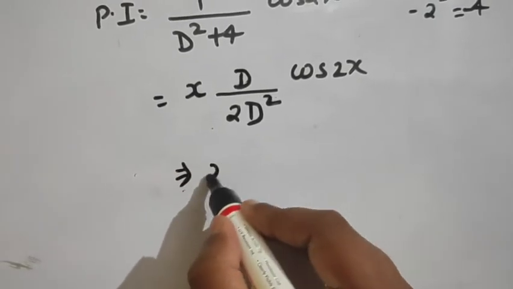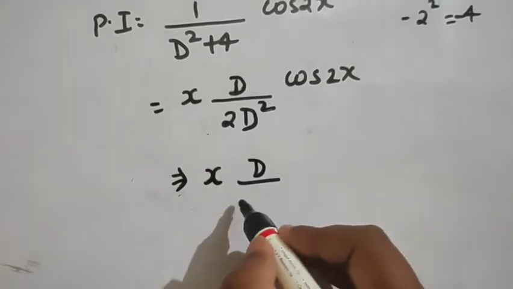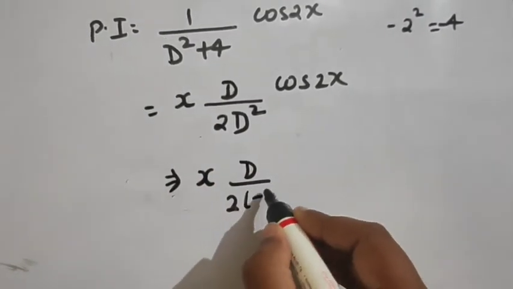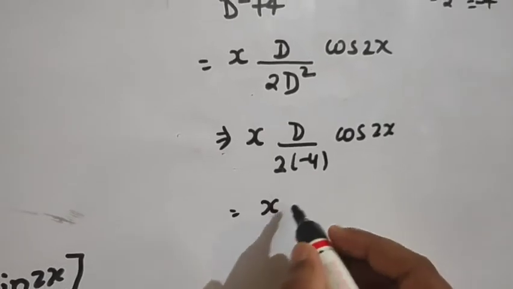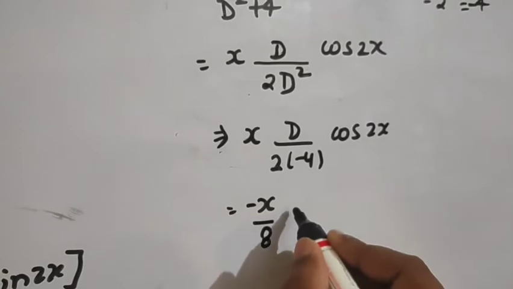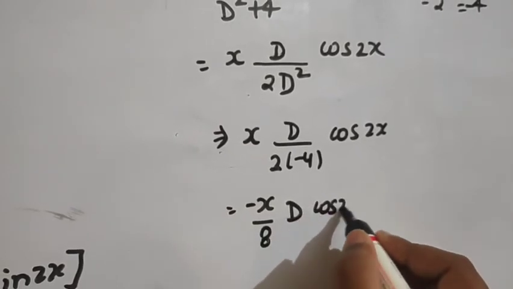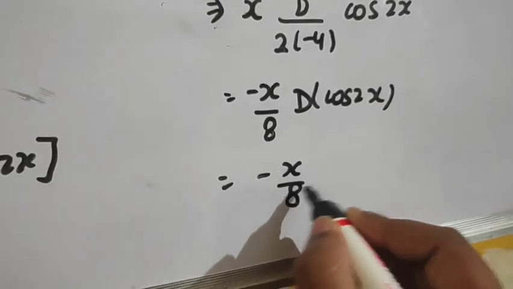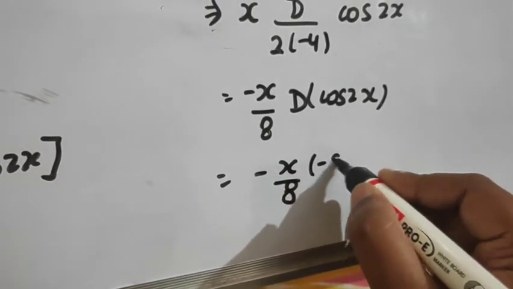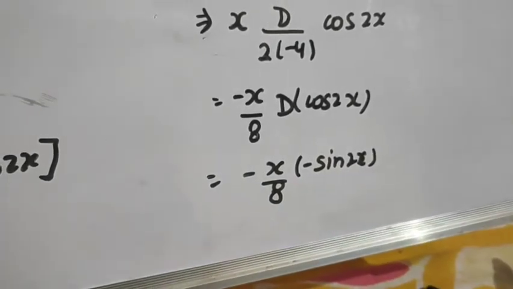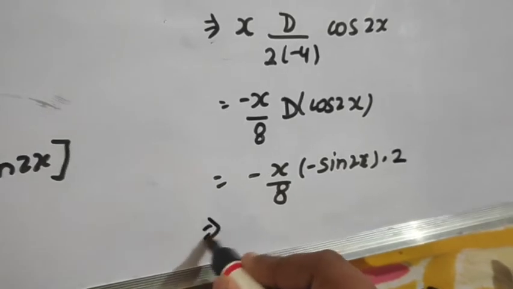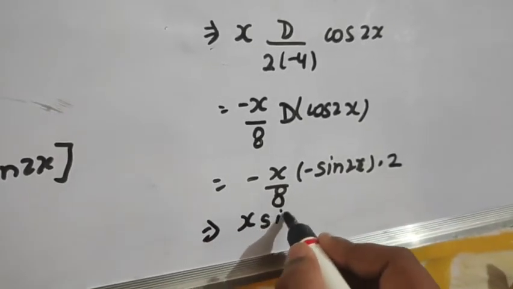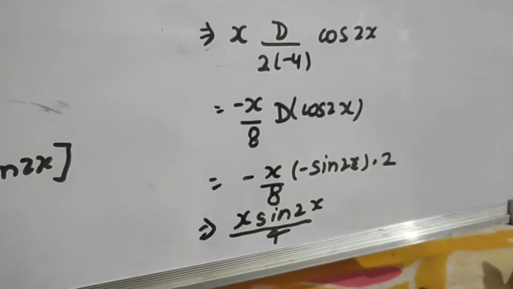Let's see what we are getting here. x remains as it is, D divided by 2 times, if you replace D squared by minus 4, cos 2x. Now you are getting x. I can take this minus 8 out, so minus x by 8 and D of cos 2x. Now what does D mean? D means simply d/dx. The derivative of cos 2x, you all know, is minus sin 2x, but because you are doing the derivative you will multiply by whatever is with x also, so you will get a 2 here. Minus minus plus 2, and this gets cancelled, so you are getting x sin 2x divided by 4 as your particular integral.